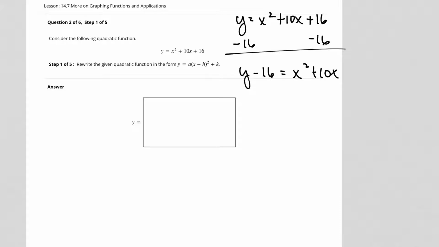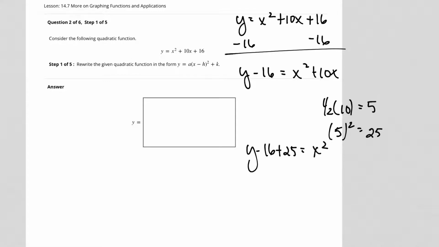And then remember, to complete the square, you're going to take half of 10, which will give me 5. And then I'm going to do 5 squared, which is going to be 25. And that's what I'm actually adding to both sides. So y minus 16 plus 25 equals x squared plus 10x plus 25.